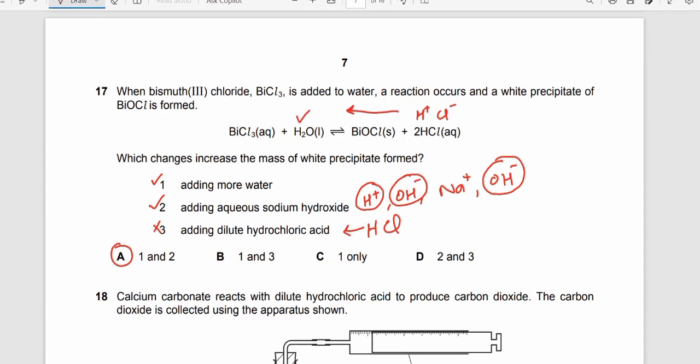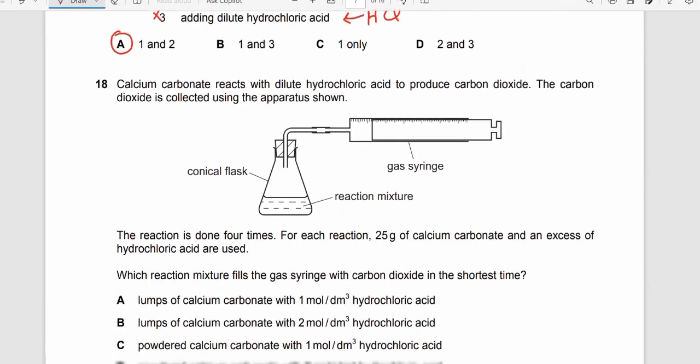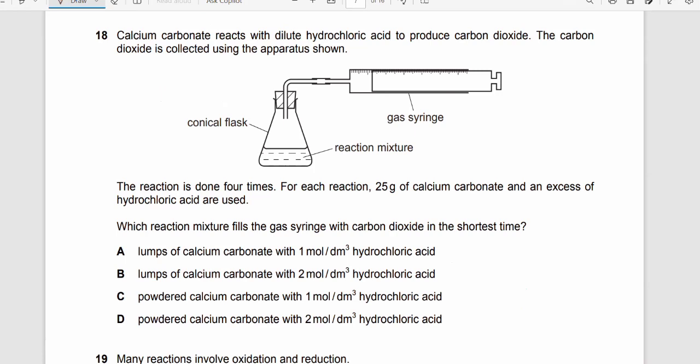Next question. Calcium carbonate reacts with the dilute hydrochloric acid to produce carbon dioxide. The carbon dioxide is collected using the apparatus. The reaction is done 4 times. For each reaction, 25 gram of calcium carbonate and excess hydrochloric acid are used. Which reaction will fill the gas syringe with carbon dioxide in the shortest time? Means the rate of reaction will be fast.